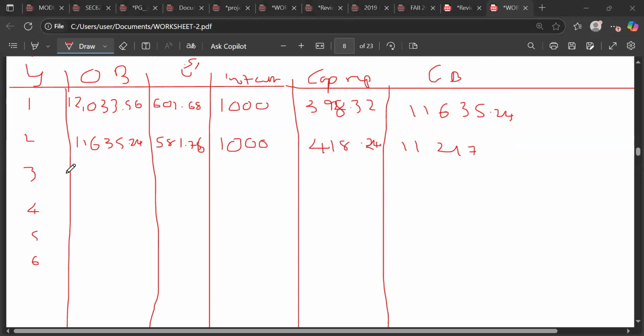Okay, so that becomes our new opening balance now. 11,217 times 5%, so our interest here becomes 560.85, and 1,000 is the same installment. 1,000 minus 560.85 gives us 439.15. Then 11,217 minus that gives 10,777.85 here, which becomes our new opening balance in year 4.